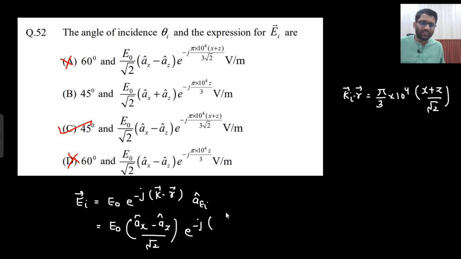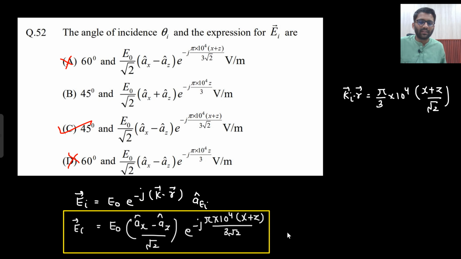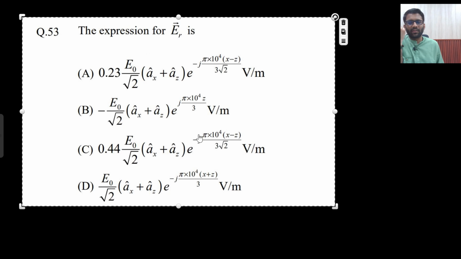So minus j, pi into 10 to the power 4, (x plus z) divided by 3 under root 2. So this is my incident electric field. Is that correct? Yes, this is the complete answer. But in the examination, you would be clicking on the option. Now try solving it on your own. As per me, no option is correct. According to me, no option is correct. So try solving it on your own and then let me know your answer.